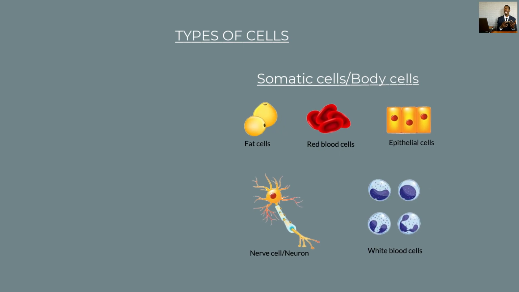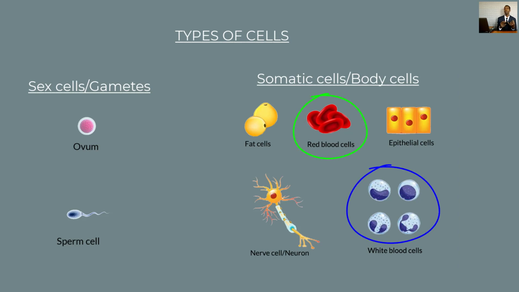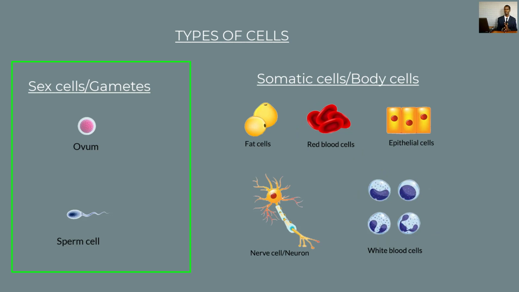There are two types of cells that we are going to talk about. We have the somatic cells and sex cells. Somatic cells are also referred to as the body cells, such as the white blood cell and red blood cell, while gametes are also referred to as the sex cells. So, the gametes, which are the sex cells, always have half the number of chromosomes as the parent cell. And this one cuts across all the generations, cuts across all the species.